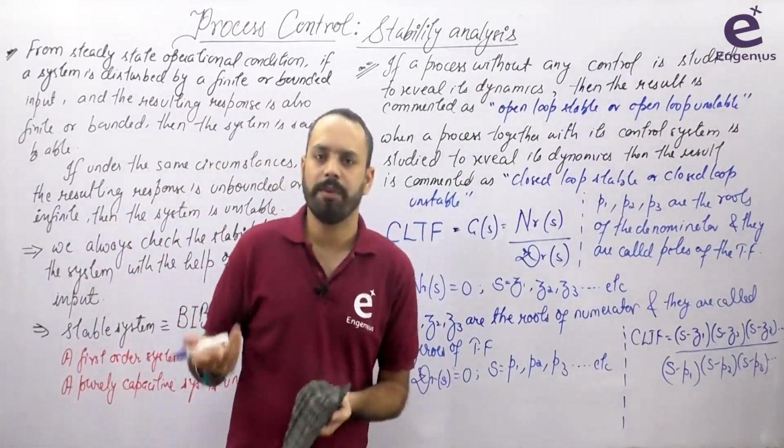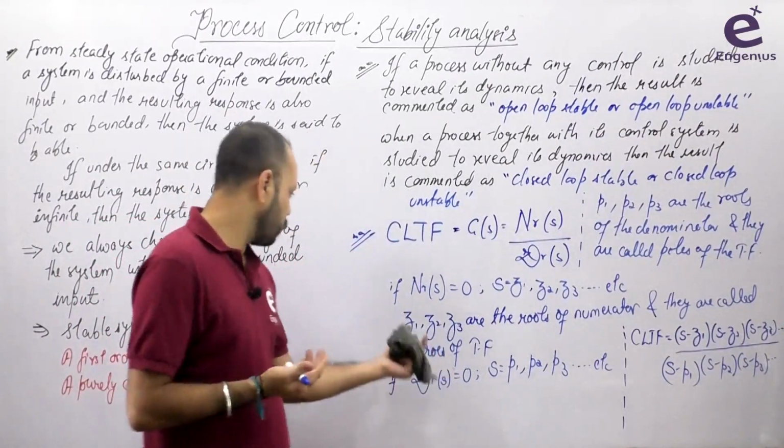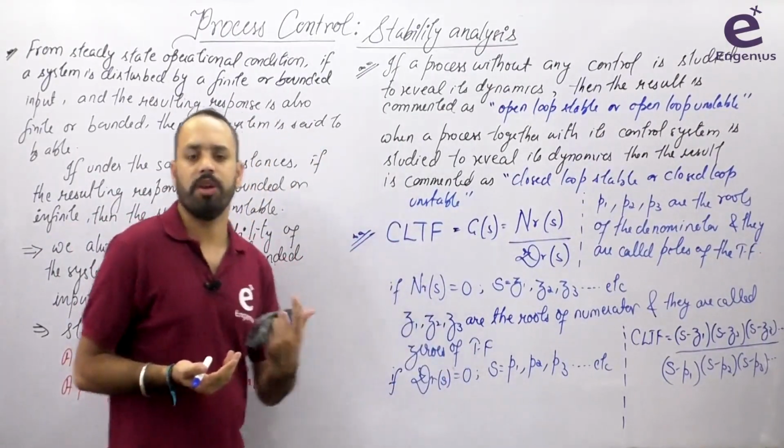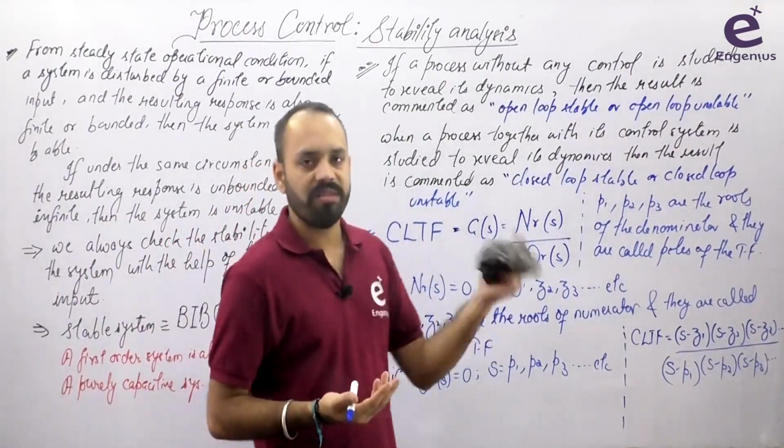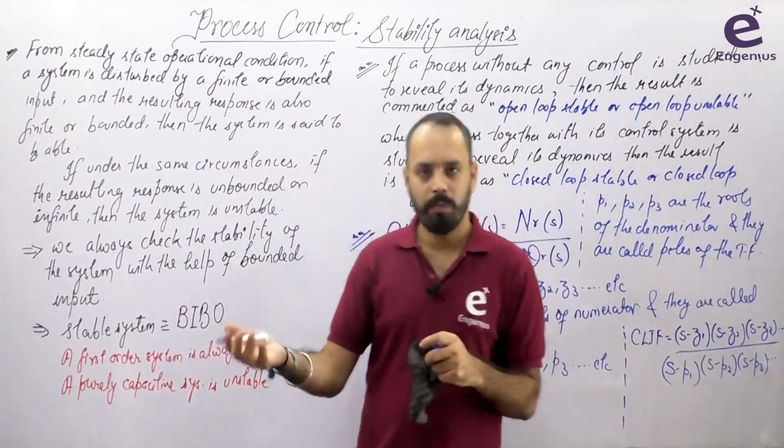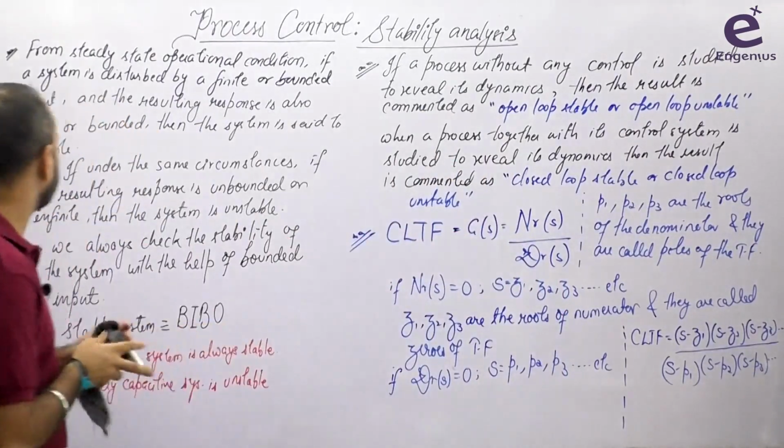Roots are always for some equation, and the equation is either the numerator or the denominator. So you should say roots of numerator, roots of denominator. Now the roots of the numerator are called zeros, and the roots of the denominator are called poles. Fine.